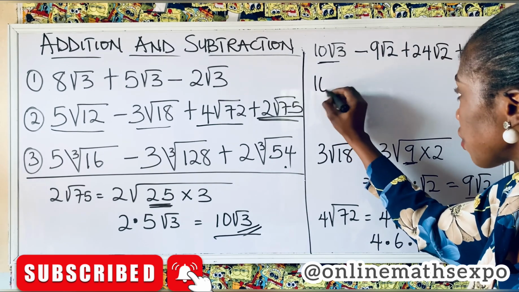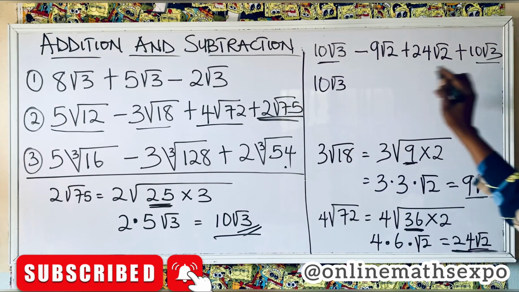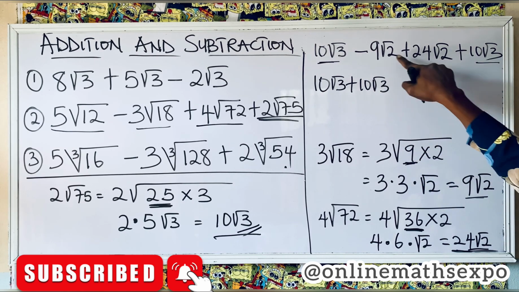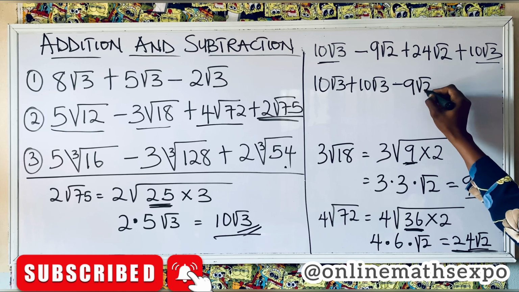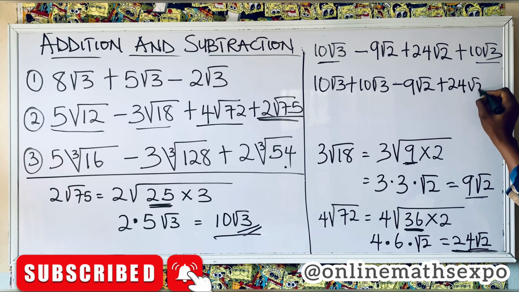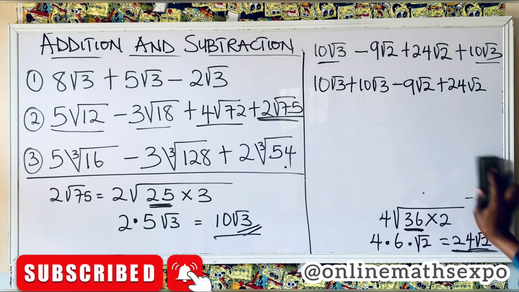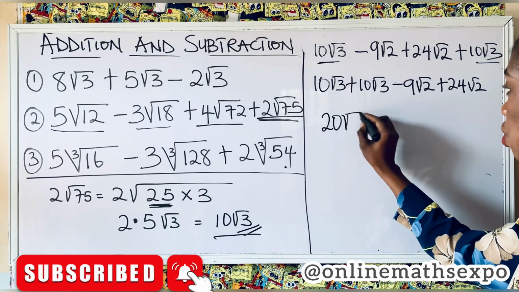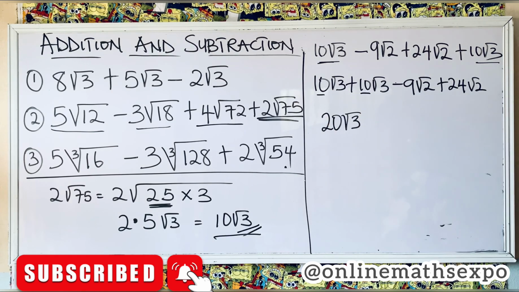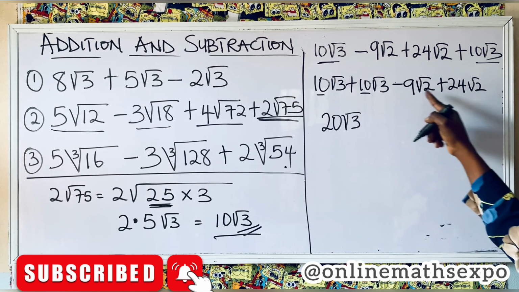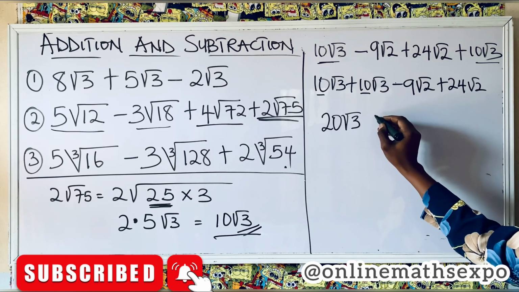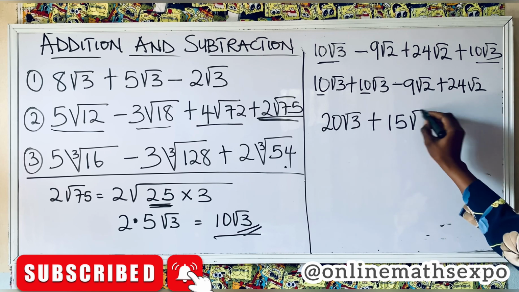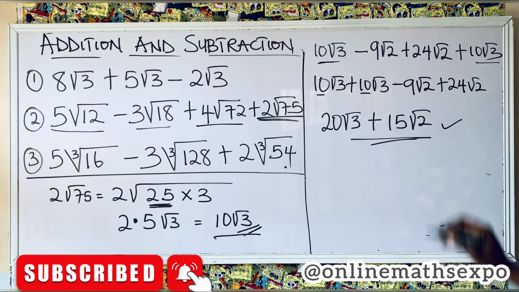So we're going to have 10 root 3 plus 10 root 3. Then for this one, the radicands are the same, so you have this plus 24 root 2. When you simplify, adding this will give you 20 root 3. Remember, what you add is the coefficients, okay? Then negative 9 plus 24 will give us plus 15 root 2. And this is our answer.